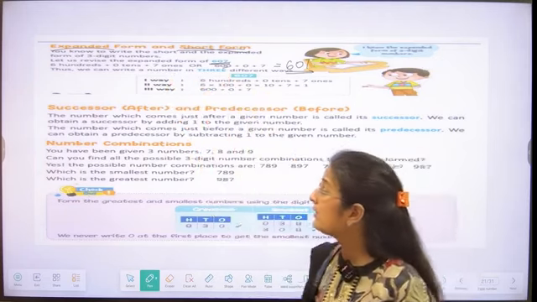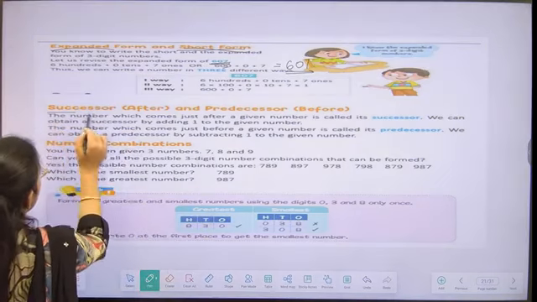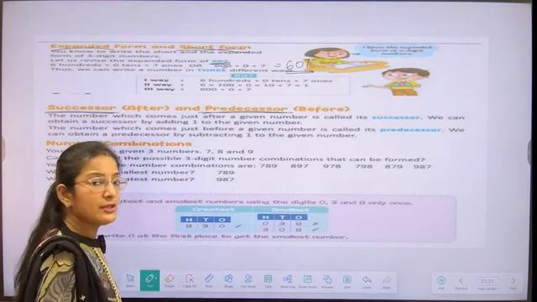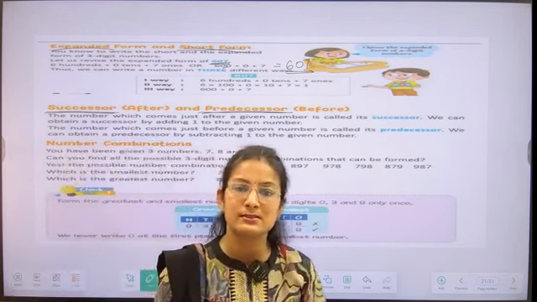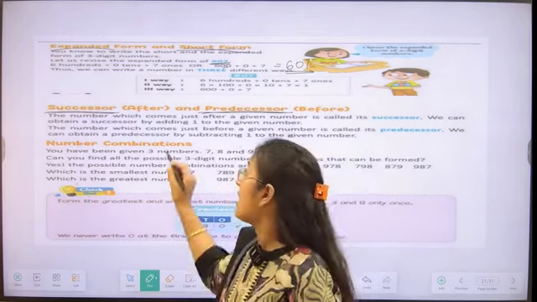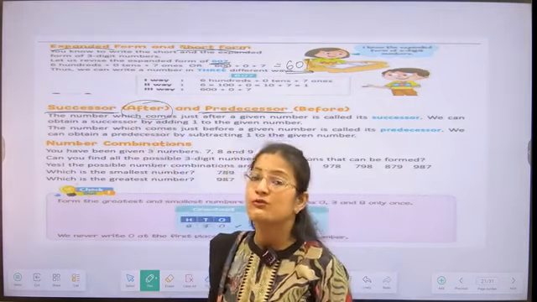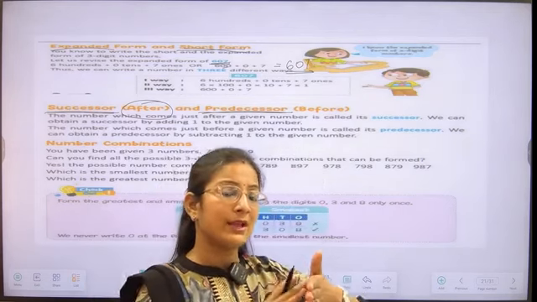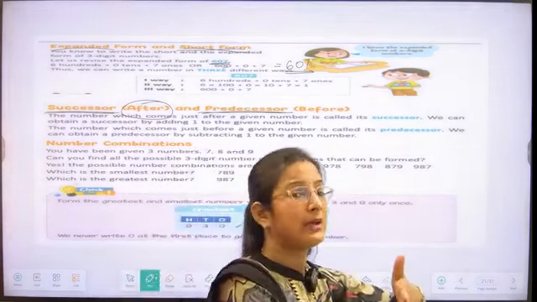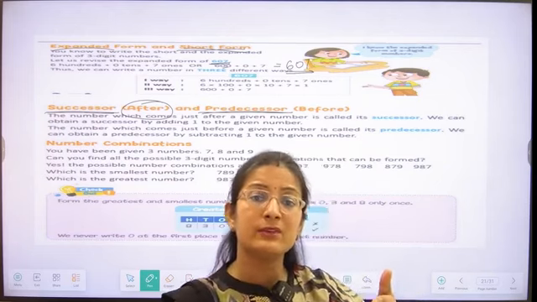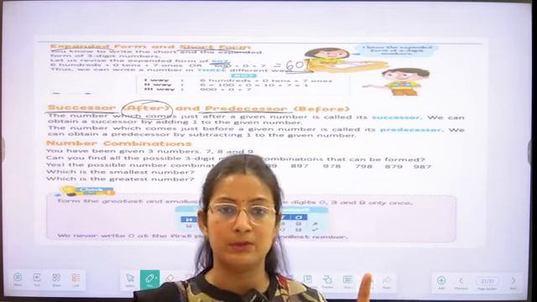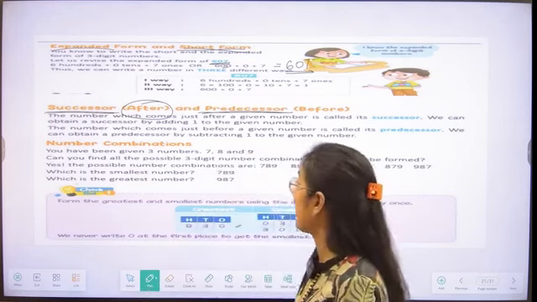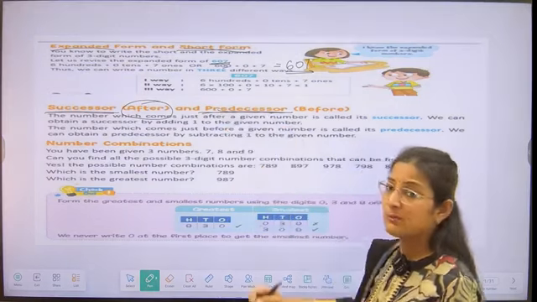Now moving further, we are going to understand how we can write the successors and predecessors of numbers. Successor means after, students. Whenever we want to write the successor of any number, we write the number that comes just after that number, or we can say that we add 1 to that number. It becomes its successor.